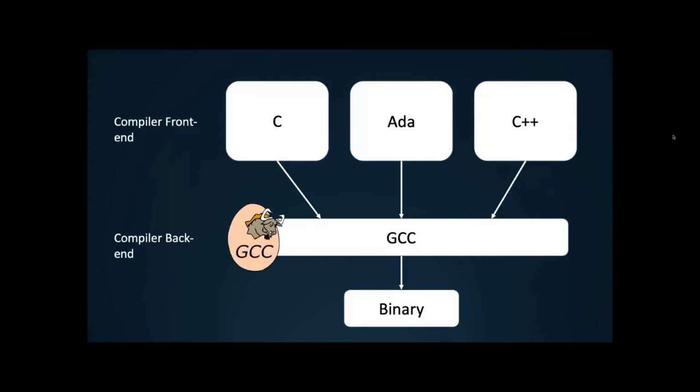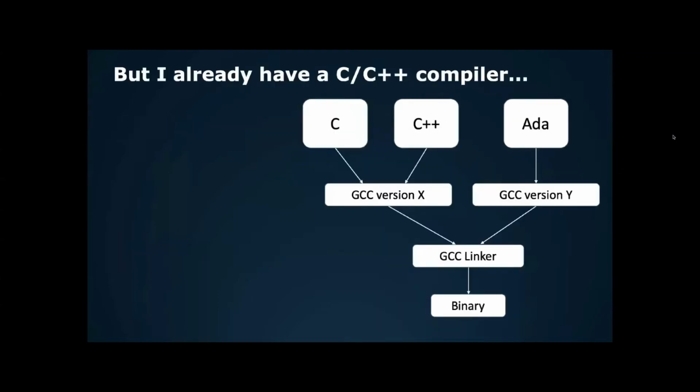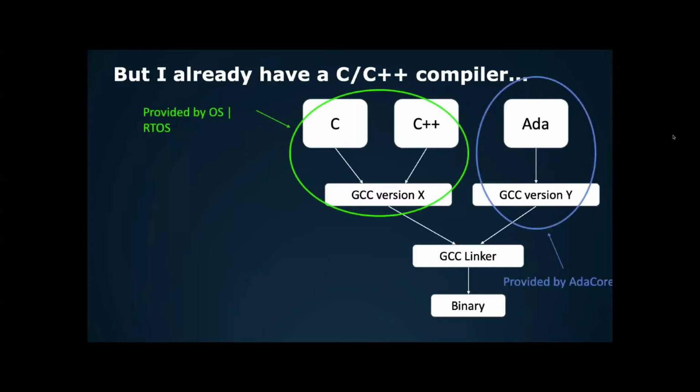GCC is based on open source technology. We're probably all pretty familiar with GCC at this point. But a lot of times you might have something like this, where your C and C++ come from a different vendor than the Ada. So for instance, the C and C++ is provided by an OS or RTOS, and then the Ada is provided by AdaCore.